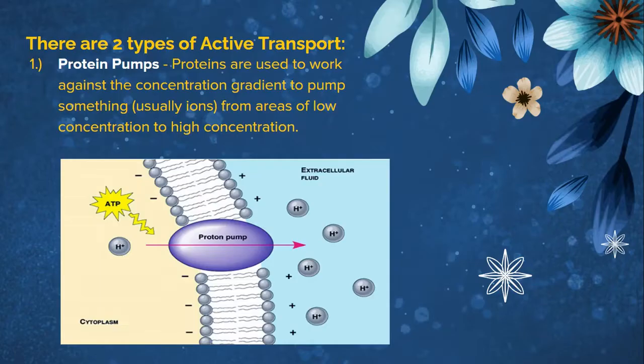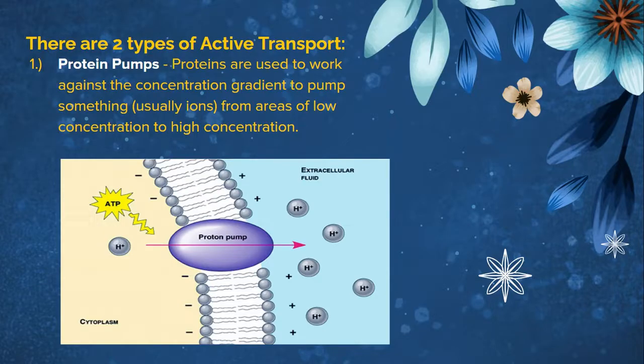And there are two types that we're going to talk about. We have the protein pump, which is proteins that are used to work against the concentration gradient. Again, it's "against" that word. We're going to go from low to high. But the main thing is that it uses proteins. So this is another type of transport that uses proteins.